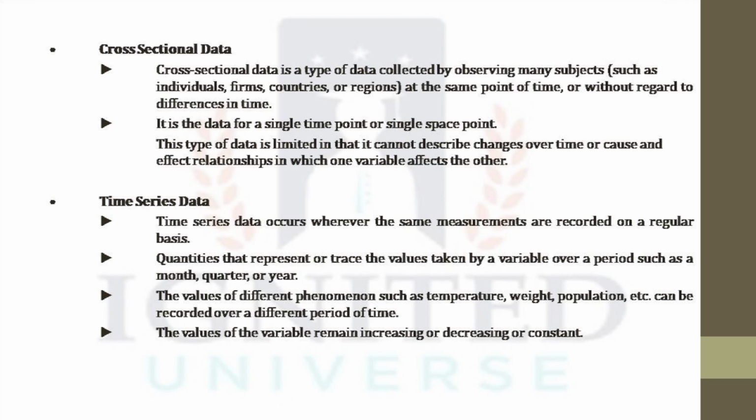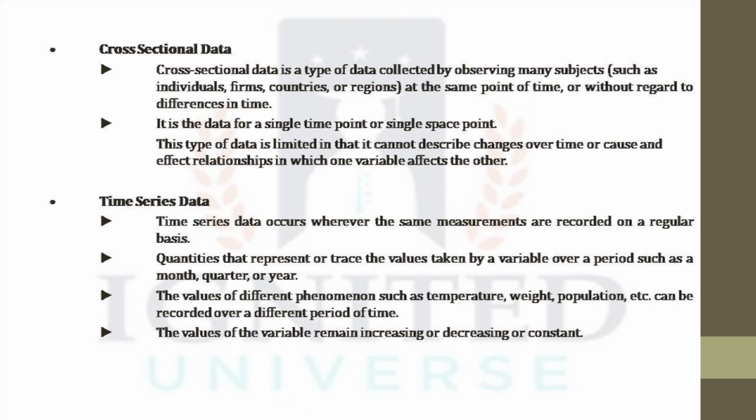After this, let us take up cross-sectional data. Cross-sectional data is a type of data collected by observing many subjects, that can be individuals, firms, countries or regions at the same point of time. That is, without regard to differences in time, the data is collected for multiple subjects. It is the data for a single time point or a single space point.